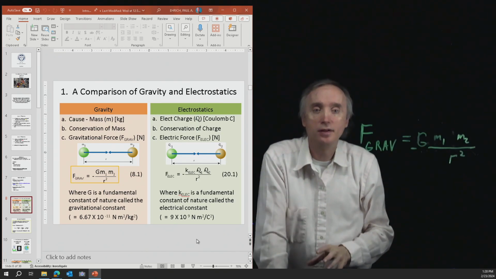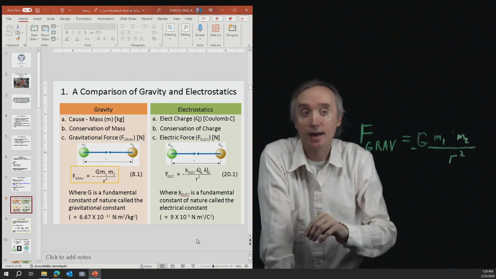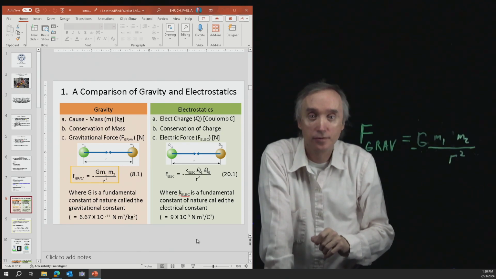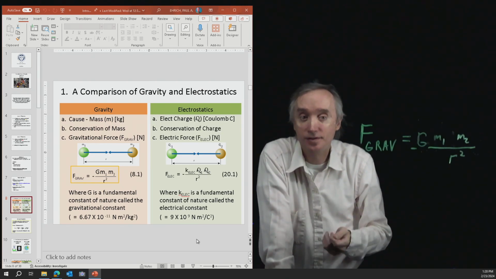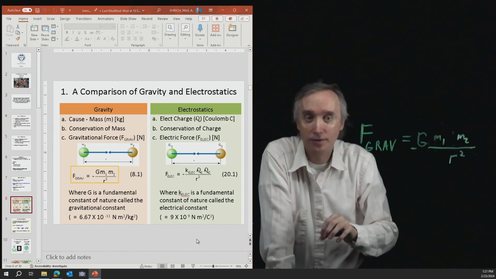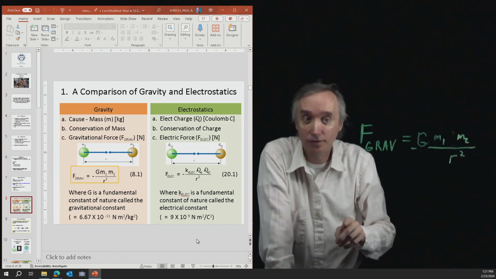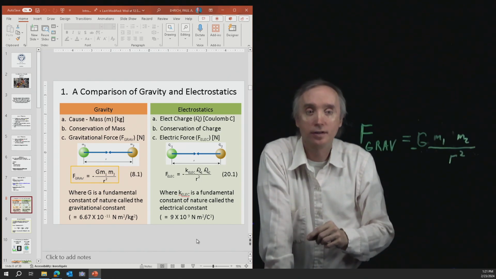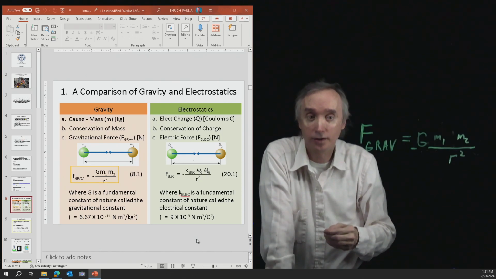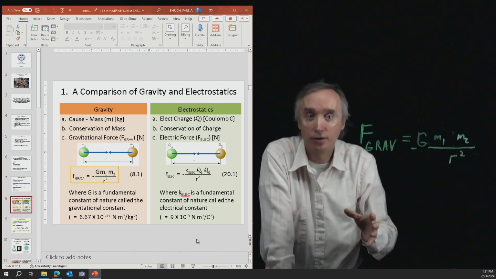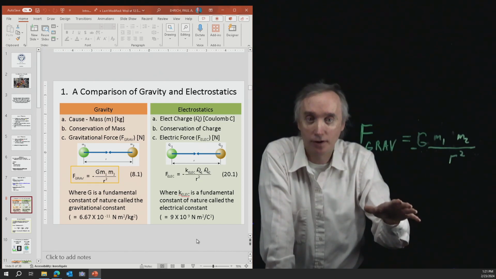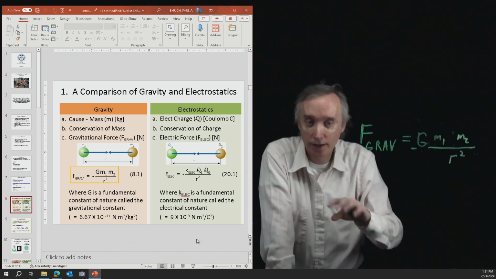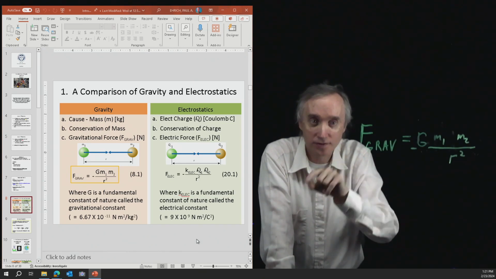So what I want you to see here is how similar and how dissimilar gravity is to electrostatics. Now, for your unit exam, don't worry about the electrostatics part, but you are going to take the final. So when you take the final in my class, yes, you are going to need to know the formula for electrostatics. But for right now, you can ignore the electricity part and just concentrate on the gravity part, because that's today's lesson.